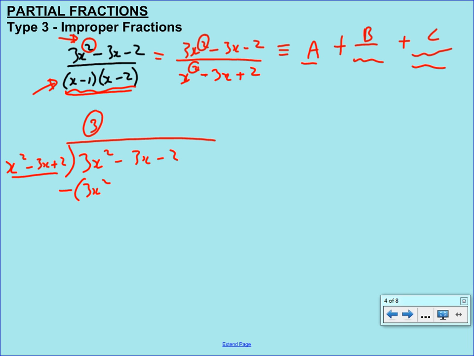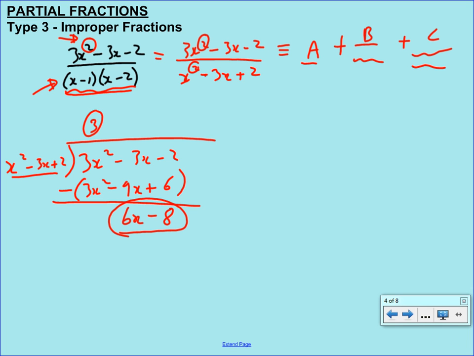So I get 3x squared minus 9x plus 6. Draw a line, minus them out. 3x squared minus 3x squared is 0, which is the whole point of what I'm doing. Minus 3x minus minus 9x is 6x. So minus 2 minus 6 is minus 8. So actually my remainder is 6x minus 8.